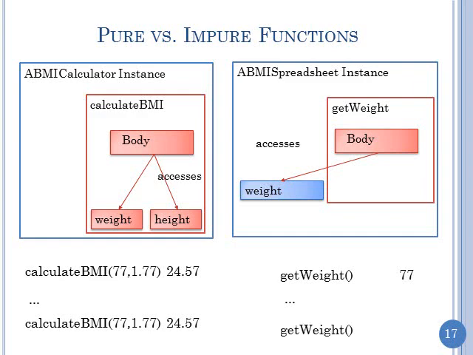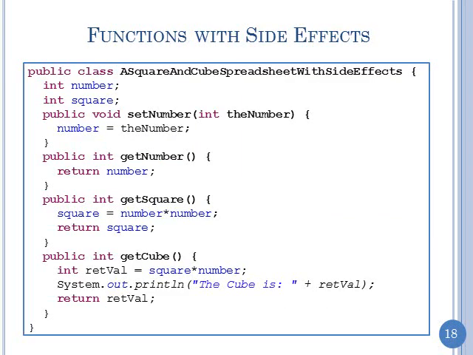Who knows what I do here? I do get weight. Am I guaranteed to get 77? What bad things could I do, or what interesting things could I do? Sometimes bad things are interesting, right? So I had done a set weight here. That's why I got 77 there. So you get that?